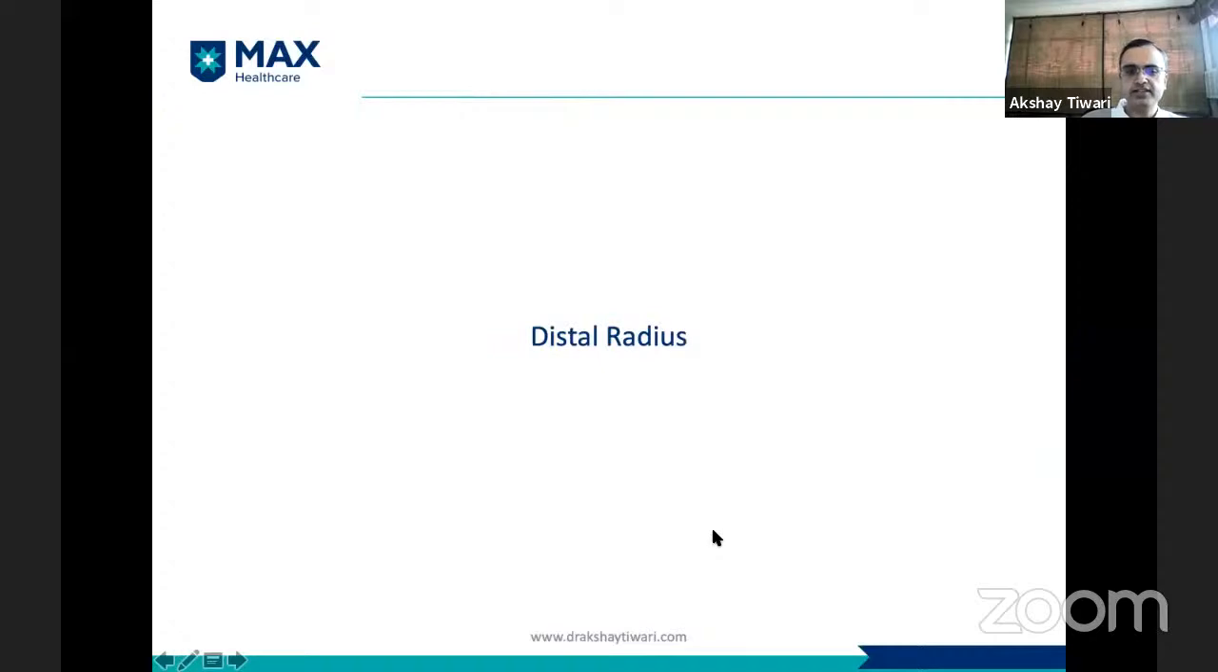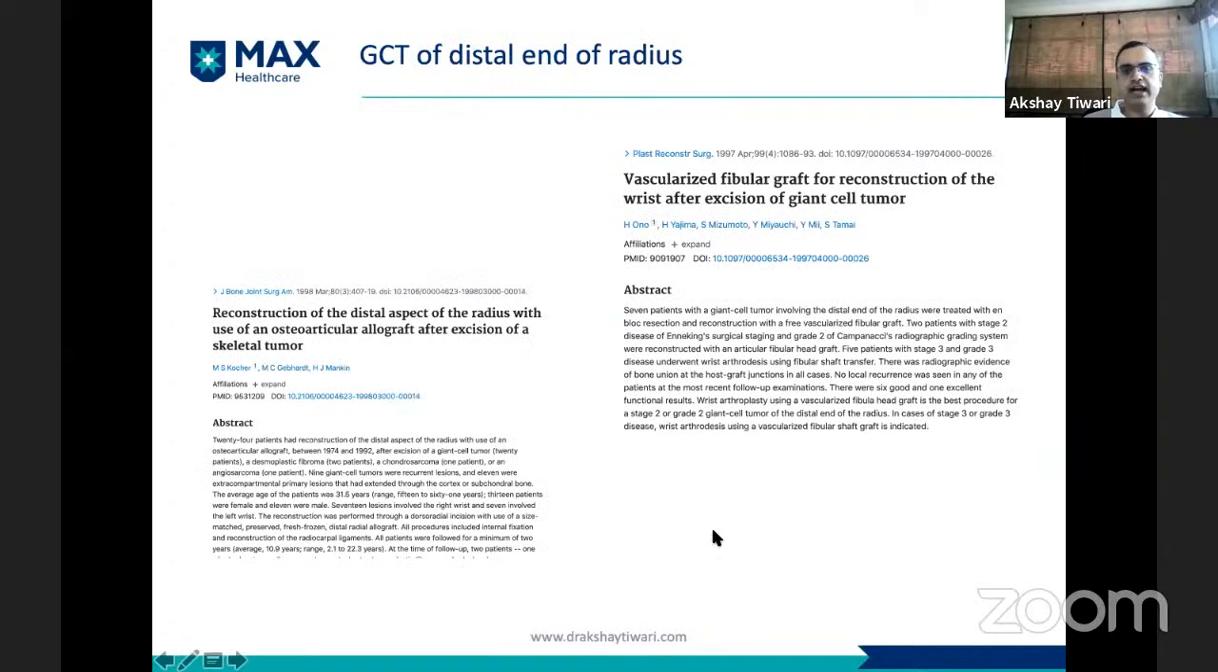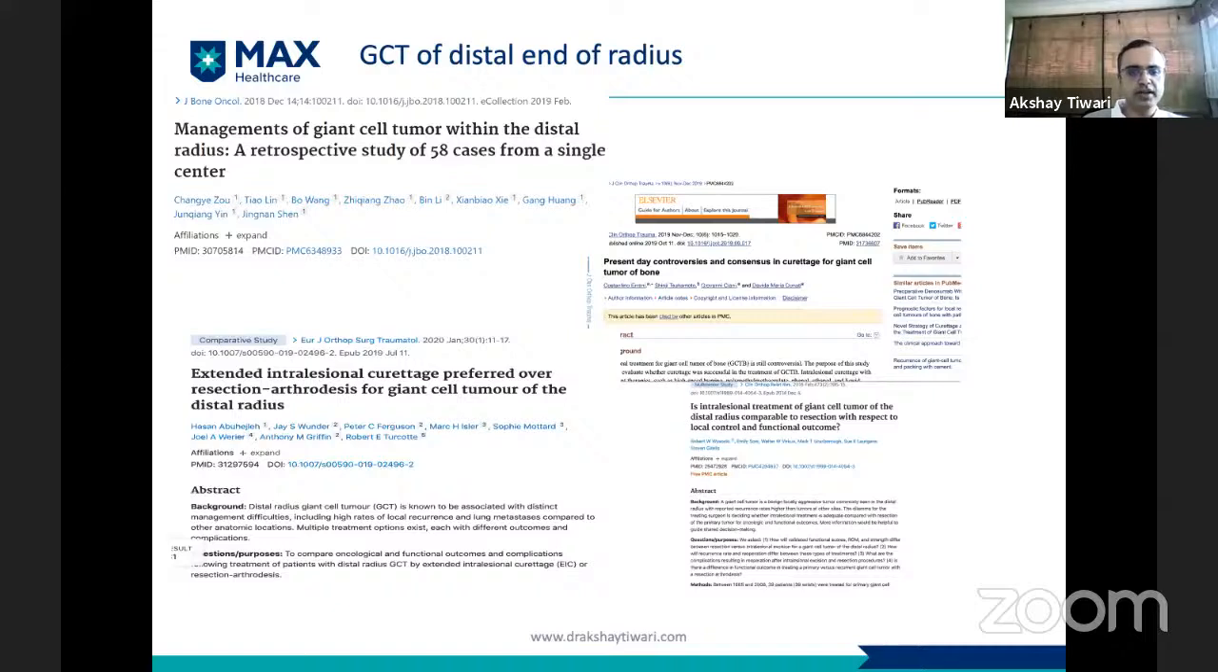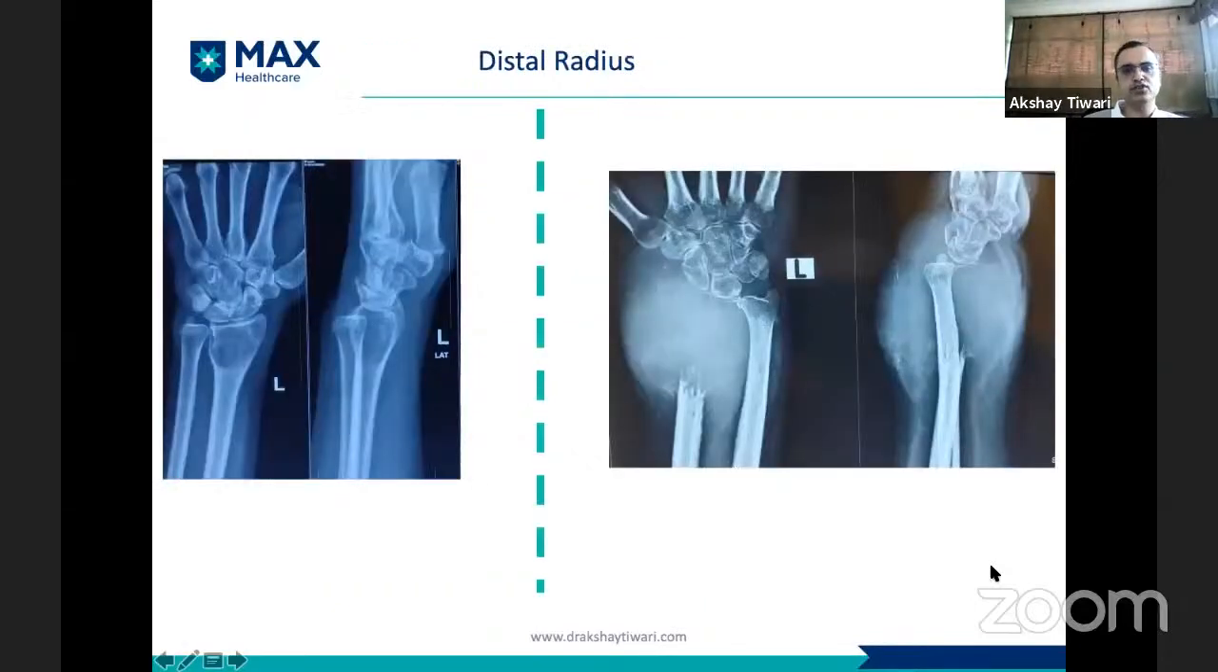Again, distal radius continues to be known as an area where the risk of recurrence will be high. And most of the work, if we look at the literature in the 90s, was around resection and the ways to reconstruct. But more and more work in the recent literature does show that they will do much better with curettage than with resection. Curettage should be given preference, of course, as long as the patient and the surgeon know that the risk of recurrence is a little higher than other locations.